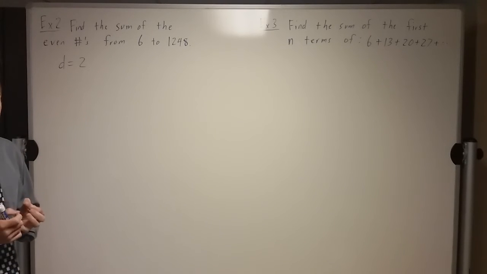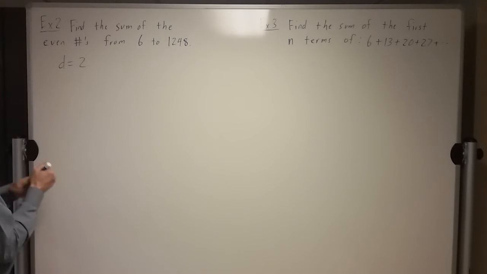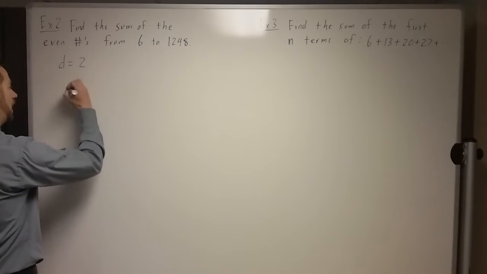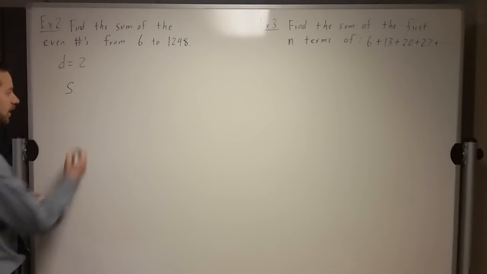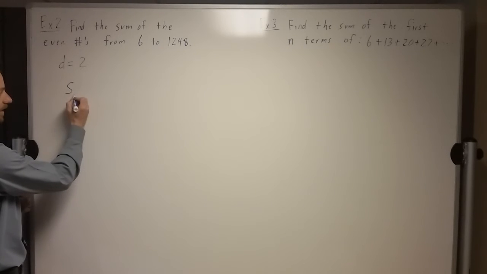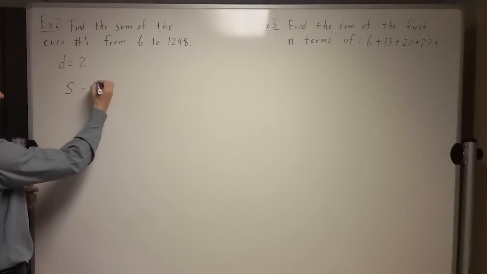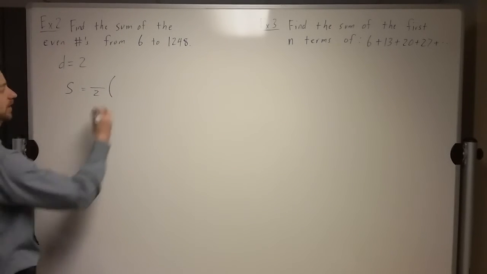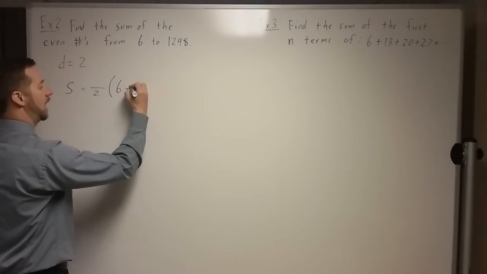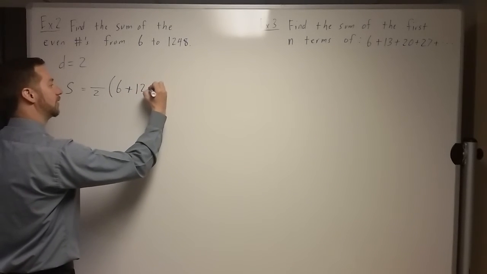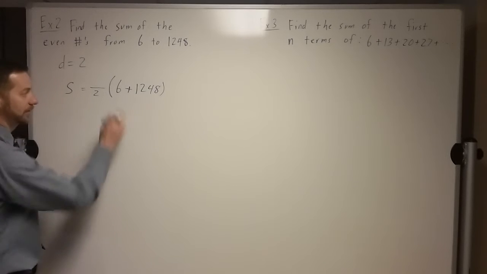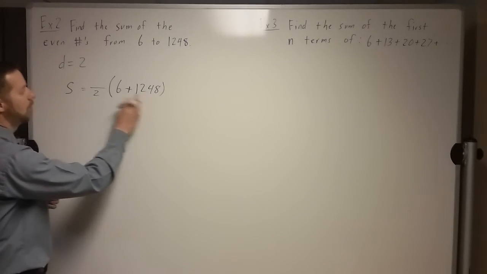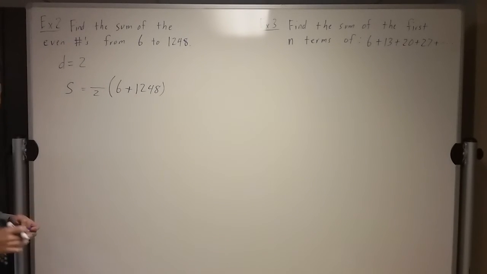Now, here's where we've got to do a little thinking. Because if I want to find the sum of the first however many terms, don't I need to know what n is? So I need to know what goes right here, because that's going to be the number that's over 2. Now, what I do know on this one is I know my first term is 6, and I know my last term is 1,248. So I've got the first term, I've got the last term. What I don't have is n.